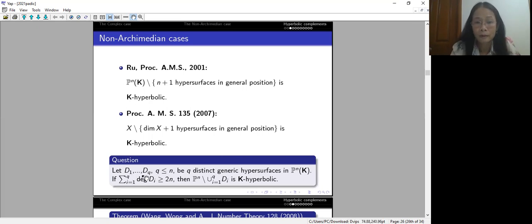So now we want to reduce the number n plus 1 into smaller. We want at most n. So what will happen? We expect that if the sum of degrees is bigger than 2n, then they should be hyperbolic. So it's very similar to the Griffiths conjecture for the complex case, and we translate it into the non-Archimedean case.